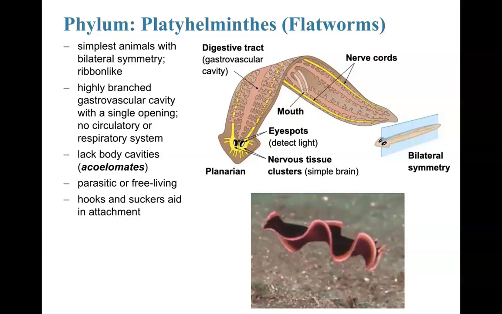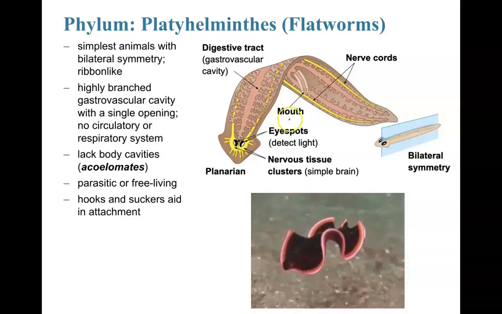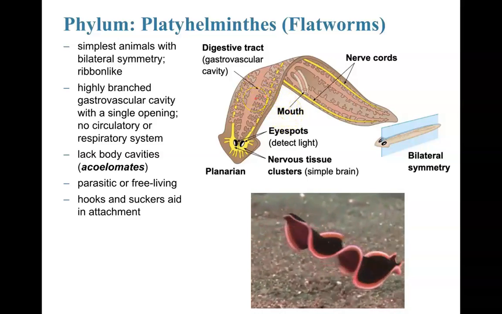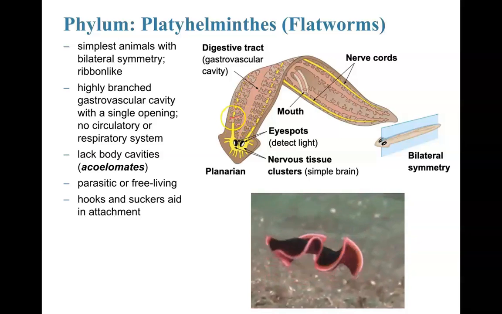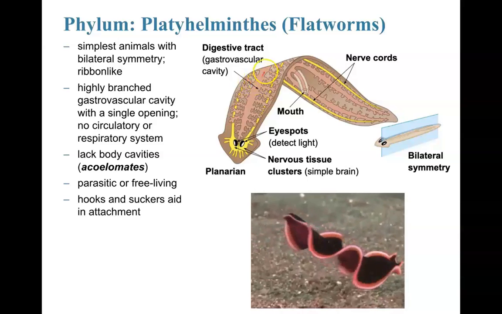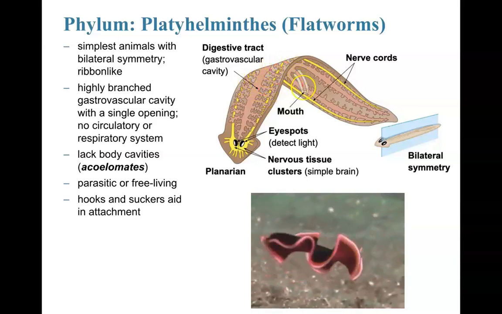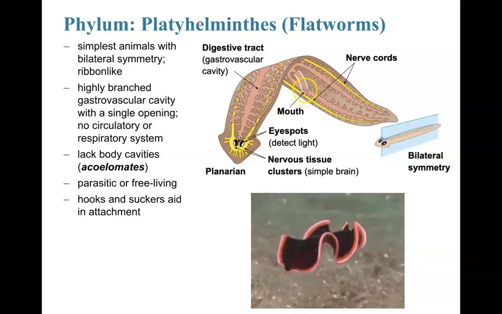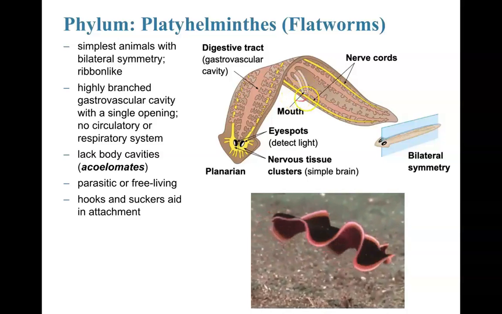They have a highly branched gastrovascular cavity. It's seen here in this pink-like area on this image. So I can see all the branching occurring in that gastrovascular cavity. That's going to help increase surface area in order to digest their food. Digestion and excretion, both events are going to occur in this one opening that these flatworms have.